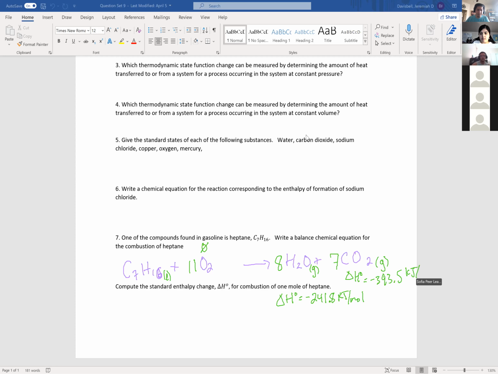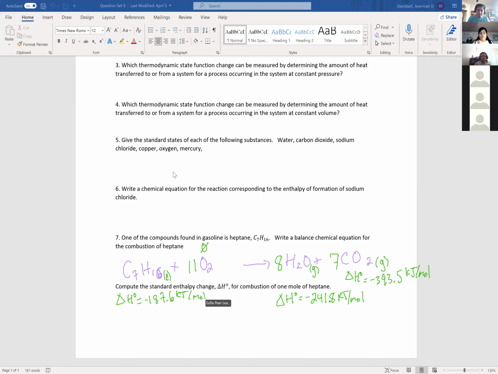I got heptane for you, Sophia. So heptane's gonna be... oh, perfect. Did they put that already? I didn't catch it. Negative 187.6 kilojoules per mole. Okay, so this is Hess's law.